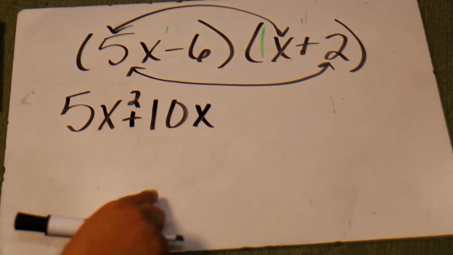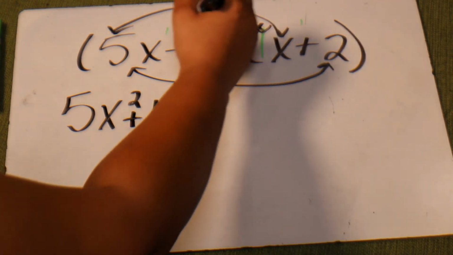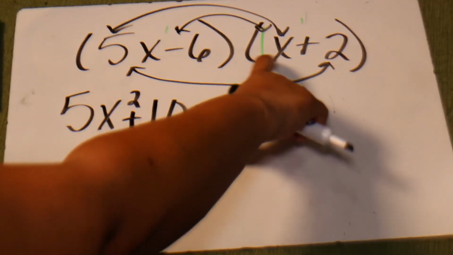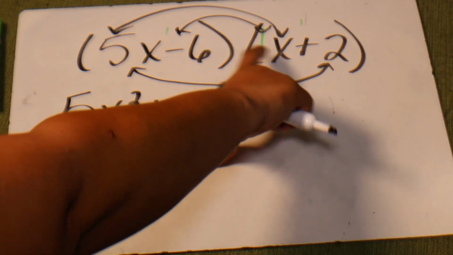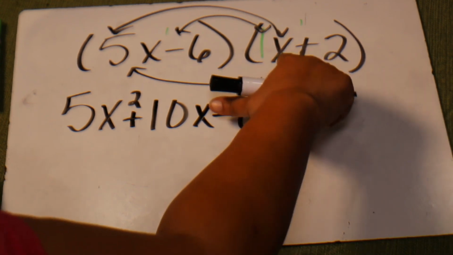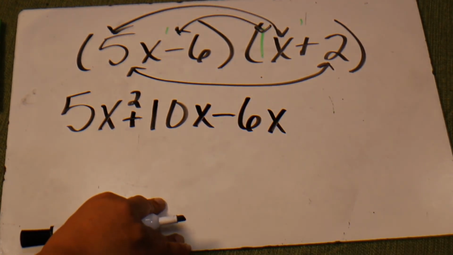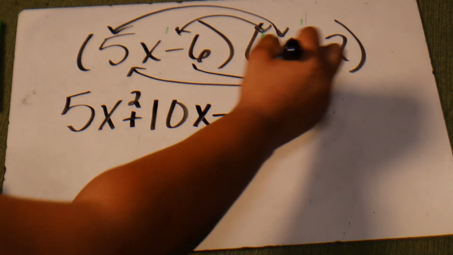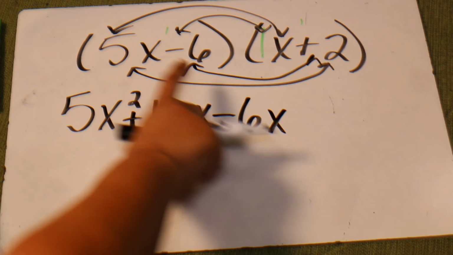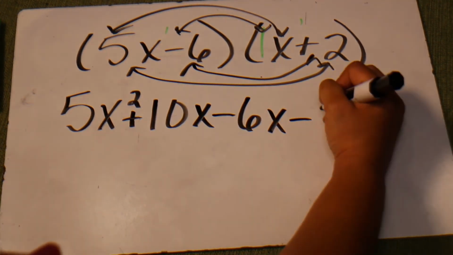And that's a plus. So now we have our inner. And we have a negative 6 times a positive 1x. So that rule is going to give you a negative 6, and then we just write the x. And now we have our last. And that's a negative 6 times a positive 2, which is going to give us a negative 12.